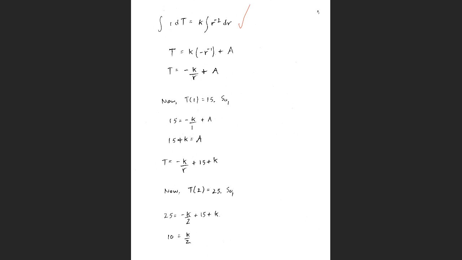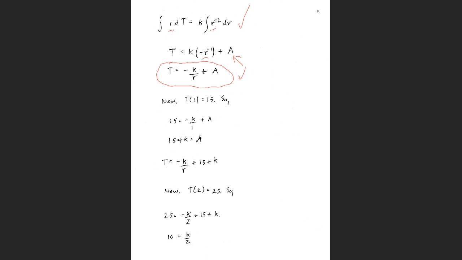That's fine. So we get the antiderivatives. Antiderivative of 1 is t. Antiderivative of r to the -2nd is -r to the -1st power. And then, of course, we have a constant of integration, which I'll call a. Now I could call that C3 or whatever, but I'm just going to call it a. So it turns out then that t will equal -k over r plus a. So we now have our temperature function.